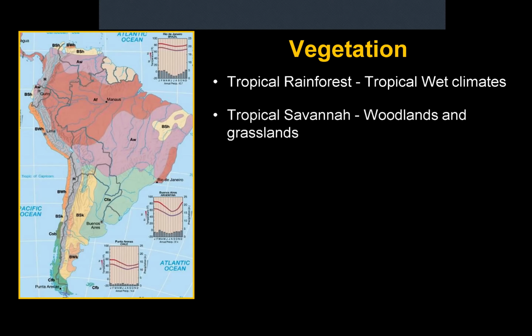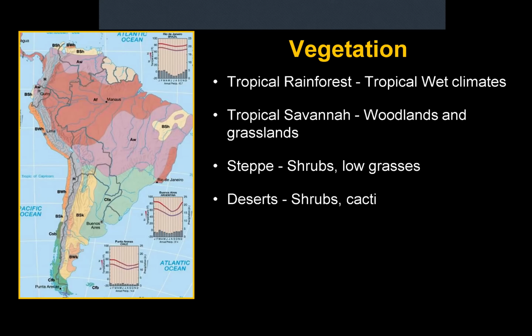Tropical savannas on either side, same thing with the climates. And here it starts going from tropical rainforest into more woodlands and eventually into grasslands as you move north or south of the equator. And then it blends as you get around 30 degrees north or south of the equator. You end up in steppe climates, which are semi-desert, shrubs and low grasses, and then eventually into deserts, with shrubs and cacti that you would see in places like the Atacama Desert, in the northern part of South America.